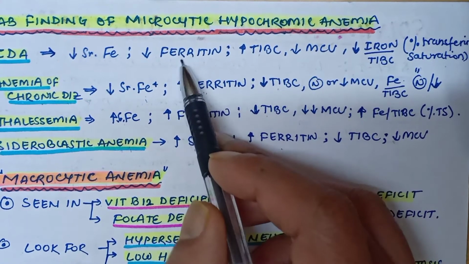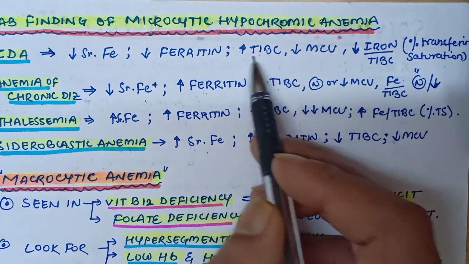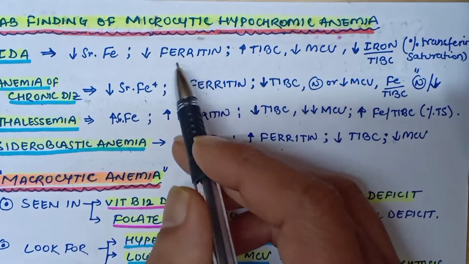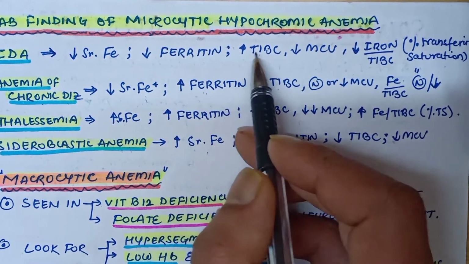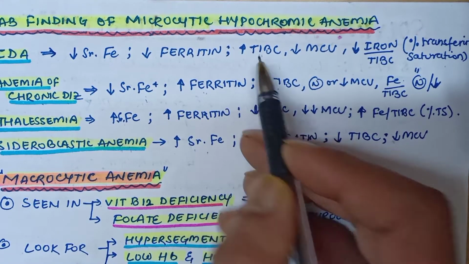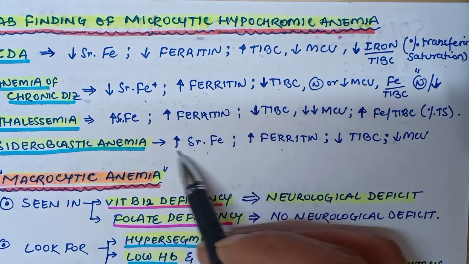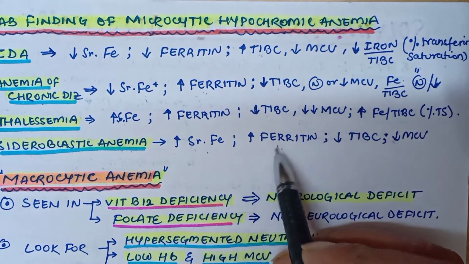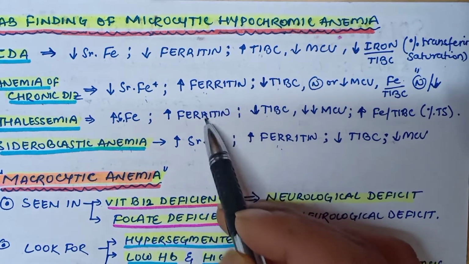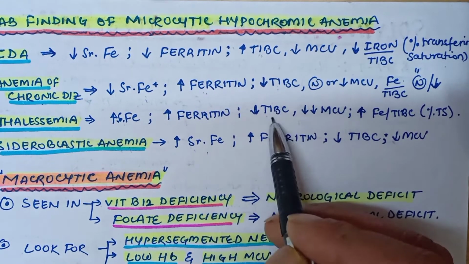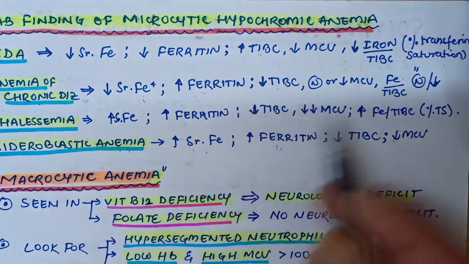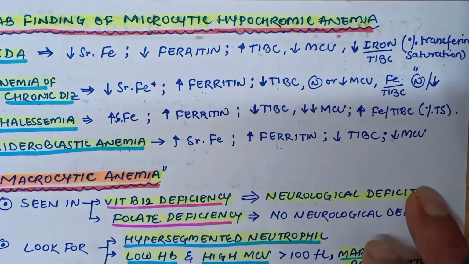So ferritin level and total iron binding capacity, they are opposite to each other. So whenever there is decrease in ferritin level, there will be increase in TIBC, and in all these cases ferritin level is increased. So there is increase in ferritin level, so there will be decrease in total iron binding capacity. So it's important to know these lab findings.